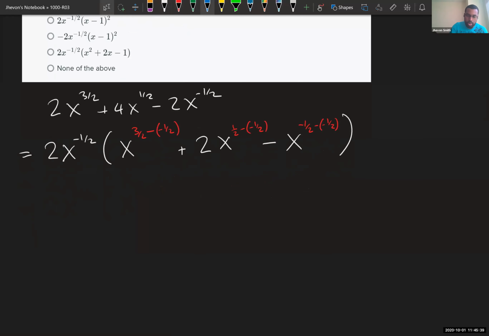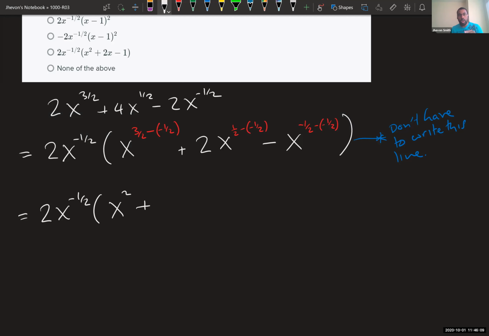So this line, you don't have to write this line, but you should know in your head what's going on. I just want to explain to you how we're going to get to the next line. So your second line would probably be something like this. 3 over 2 minus a minus 1 over 2, that's just 3 over 2 plus 1 over 2, that's 4 over 2, so that's x squared. The 1/2 minus the minus 1/2 is a half plus a half, so that is just 1. And of course, minus a half minus a half is just 0, so that just becomes that.